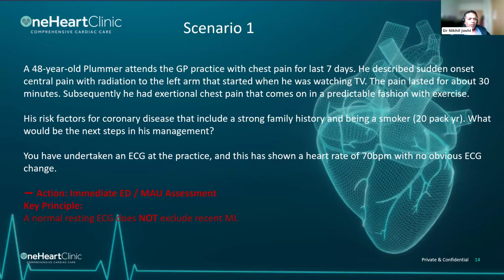What he's describing really, you have undertaken an ECG, by the way, in the practice, and essentially it has shown a normal ECG with a heart rate of about 70 beats per minute. So what he's typically describing is post-MI angina, because he classically had chest pain that lasted for about 30 minutes while watching TV, and then he's got exertional chest pain whenever he's walking. So there are two ways to manage this.